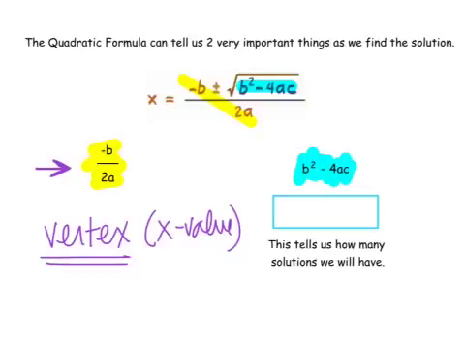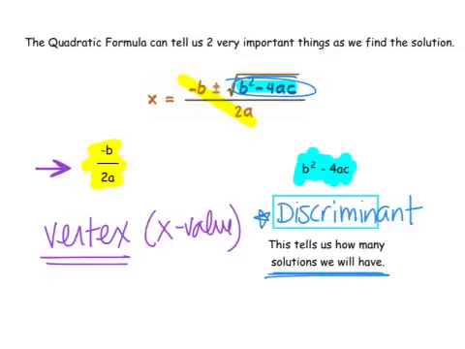The other really important part is what's underneath the square root. It's b squared minus 4ac. We call this the discriminant. What the discriminant does is tell us how many solutions we're going to have. We determine that by thinking about what would happen if we would square root that number. Will it give us 2 solutions, 1 solution, or no solutions? We have to find this number, the discriminant, and then to figure out how many solutions that implies, we think about square rooting it.